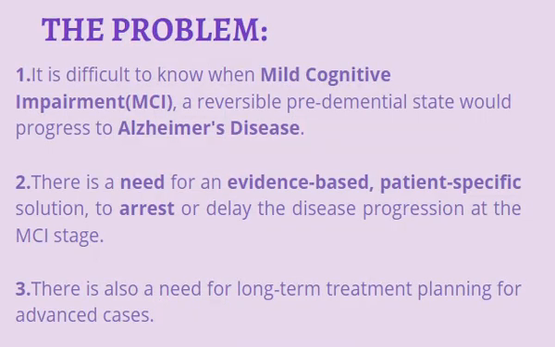So the problem we diagnosed here is that it is often difficult for clinicians to know when mild cognitive impairment, or MCI, a reversible predemential state, would progress to Alzheimer's disease. There is a need for an evidence-based patient-specific solution to arrest or delay the disease progression at the MCI stage, and there is also a need for long-term planning of the treatment for advanced cases.